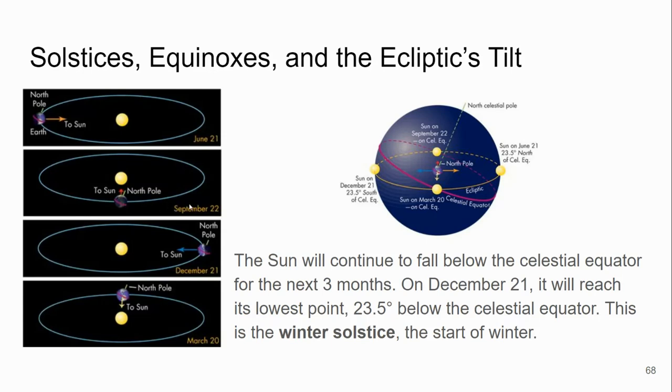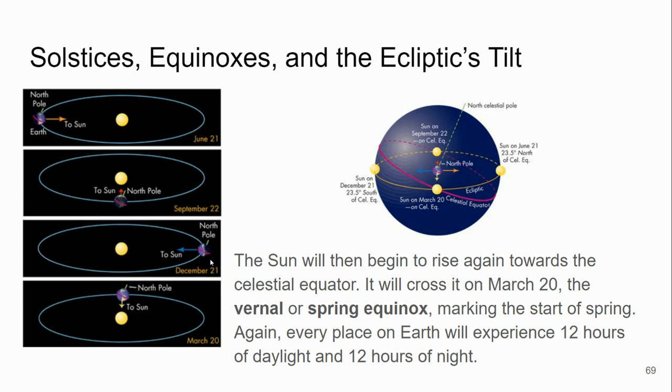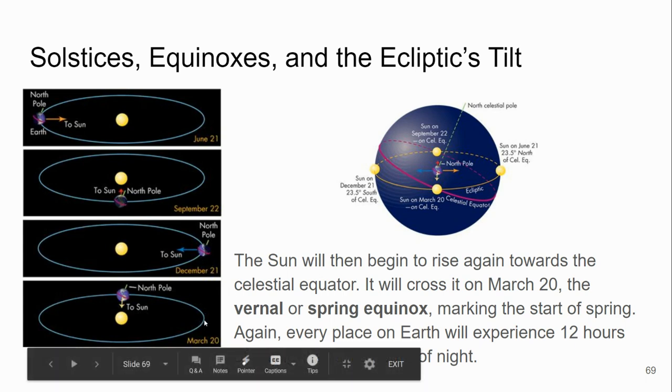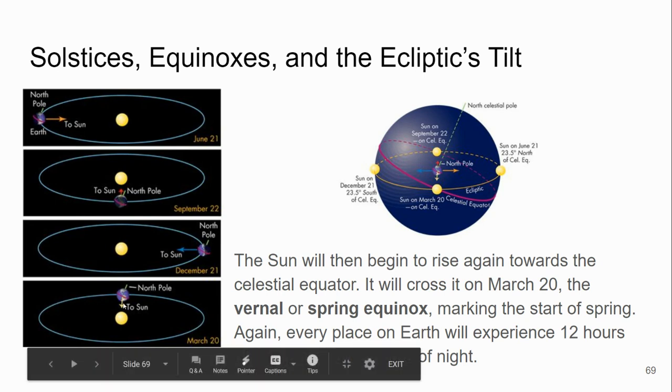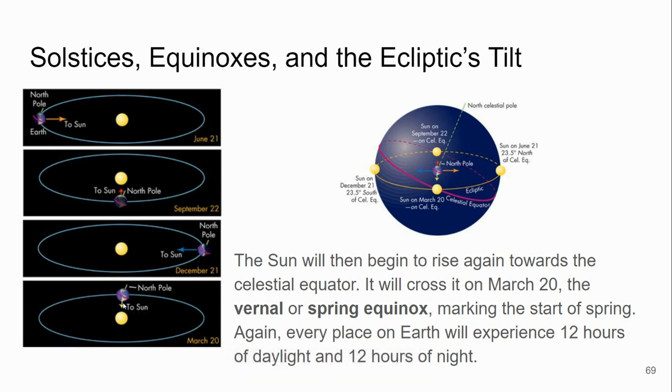Until finally, one day it stops, and it stops getting lower, and that is the winter solstice. That is the winter sunstop. That is the shortest day of the year, and that's the start of winter, if you're in the northern hemisphere, which we are. And then to complete the cycle, for the next 3 months, it goes from here around to here, and the sun starts rising again higher and higher from its lowest point beneath the equator until on this date, March 20th, the first day of spring, the vernal equinox, the sun is back on the celestial equator.